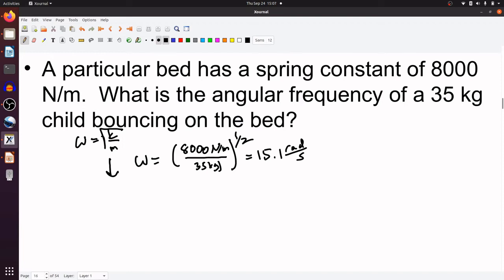Sometimes you actually see this written instead as m omega squared is equal to k. If you take any upper division mechanics courses, you'll see that often. It's sometimes easier to express the spring constant in terms of the mass and the angular frequency for certain applications.